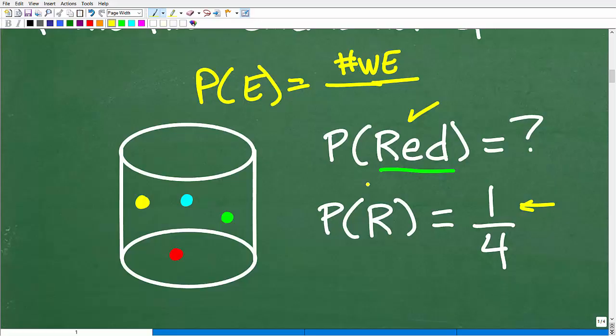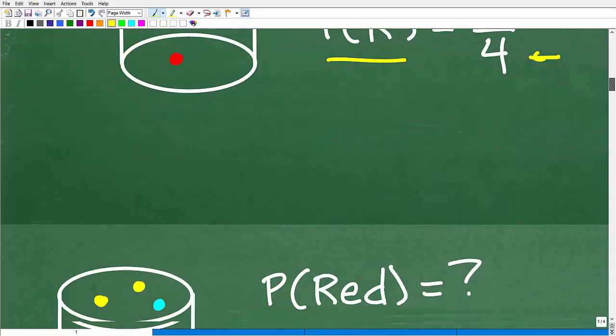But how many total possible outcomes are there? Well, there are 4. We can get a red, a yellow, a blue, or a green. So this is the total number of outcomes, and that is the definition of basic simple probability: the number of ways that event could occur over the total possible outcomes. So to draw a red here, there's one way out of 4 possible outcomes, so the probability is 1 over 4, or 0.25.